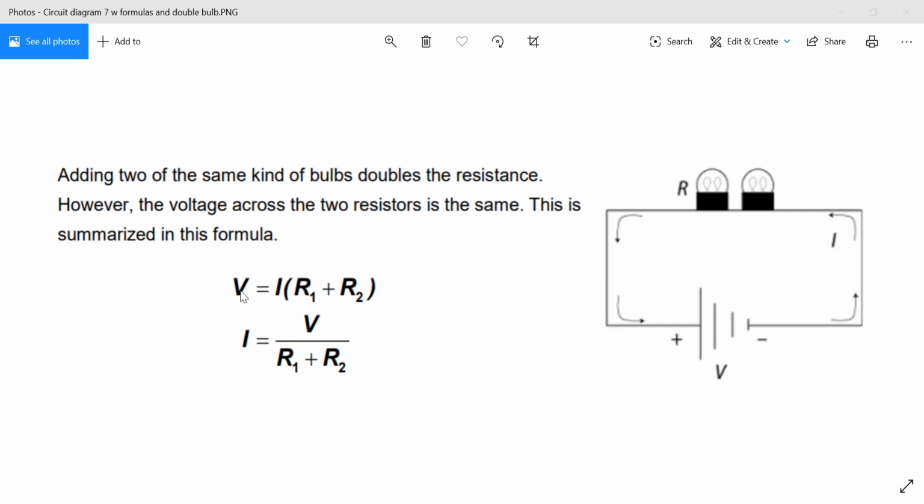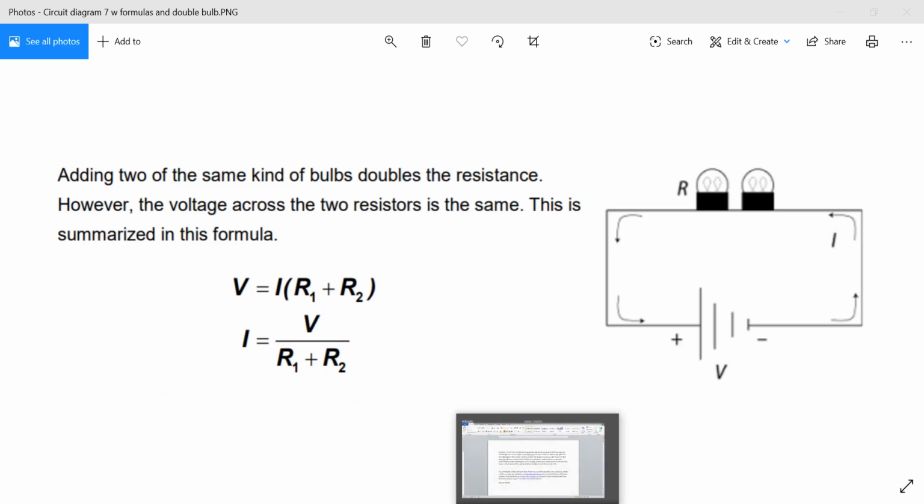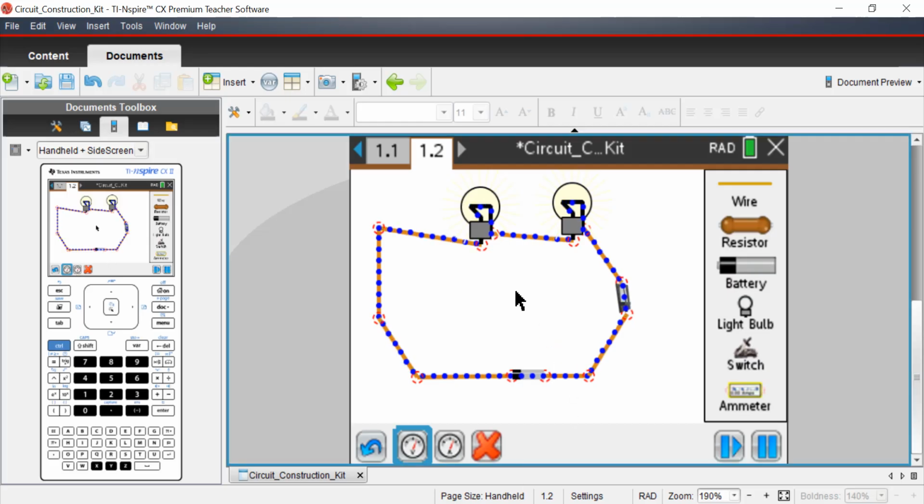So we know what voltage is. It's still 9 volts. And resistance is 10 ohms plus 10 ohms. That's 20 ohms of resistance. And so theoretically we can figure out what the current is going to be. All right, so I, or current, equals voltage divided by the sum of the resistance. I already have that set up for you in the simulation.